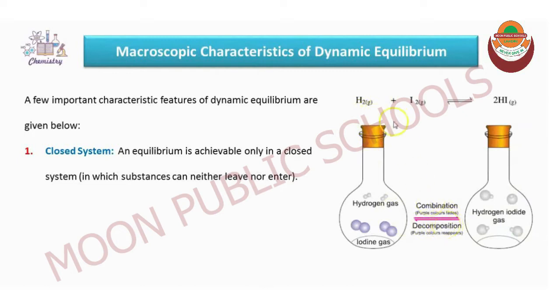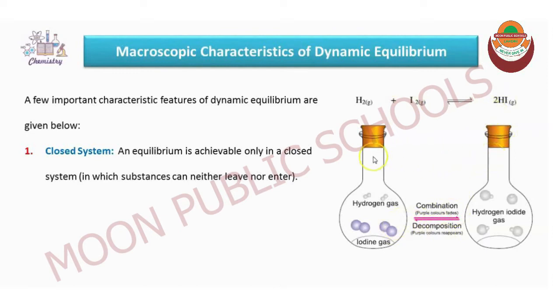In this state, you can see if the mouth of the vessel is open, the gases will escape out, and there will be no possibility for the reactants to combine to form product, or the product will escape out in gaseous form. Then there will be no possibility for the product to decompose and again form the reactant. So the system must be closed.